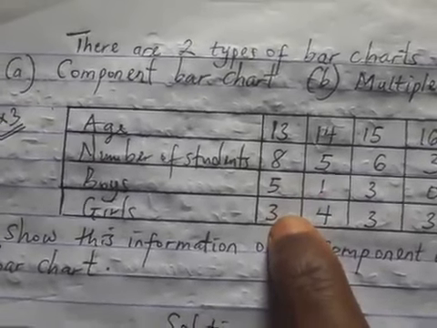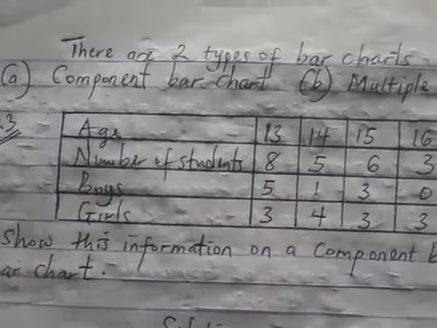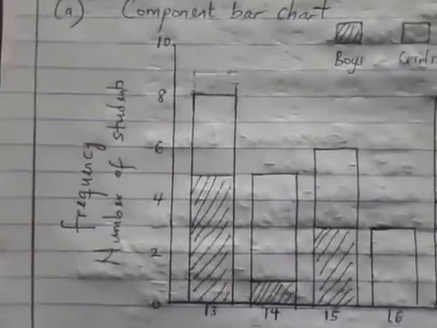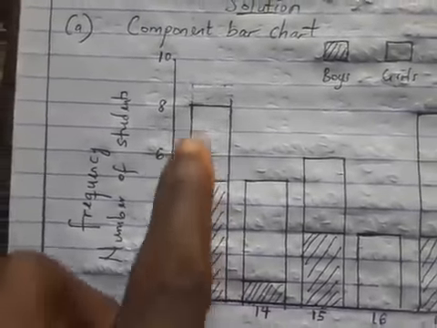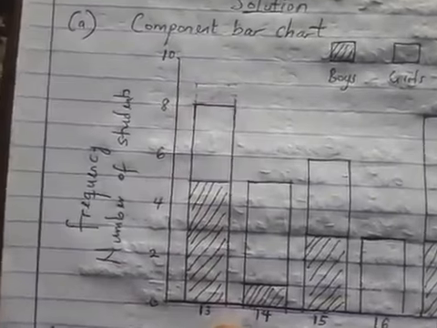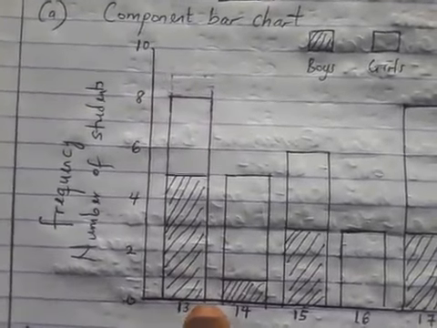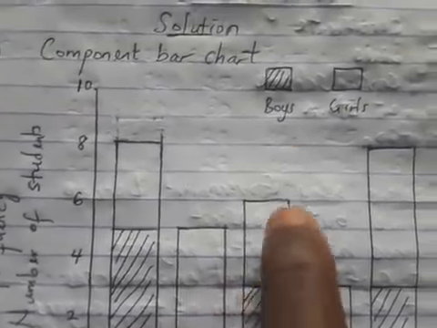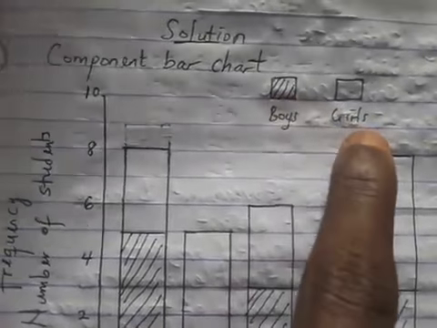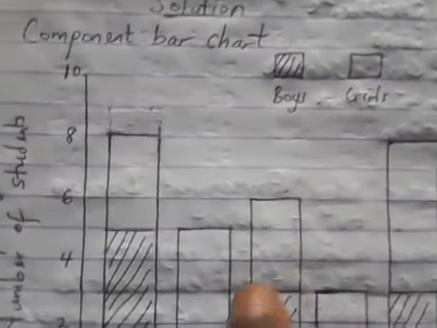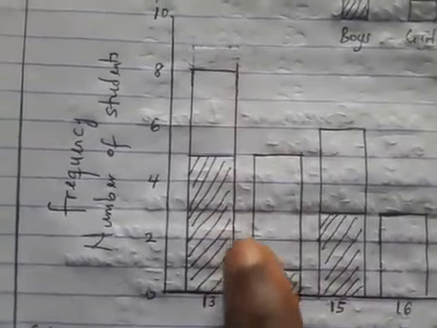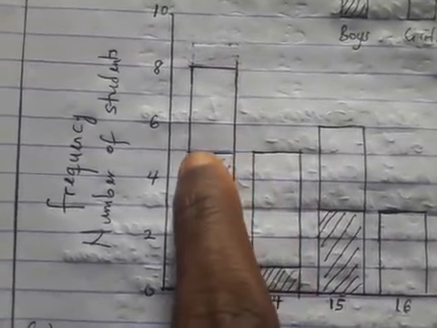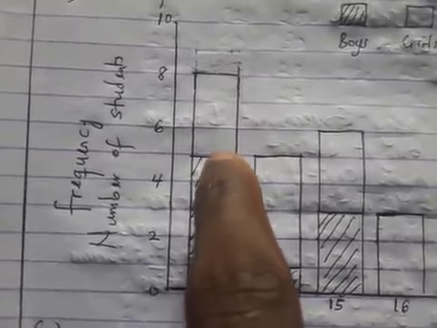And how many girls? 3 girls. That means, coming back to your diagram, remember that 8 students are 13-year-old. True or false? True. And then remember that I said boys should be shaded, girls should not be shaded. Therefore, you separate it. Out of these 8, you just pick 5 for the boys and the remaining 3 for the girls.